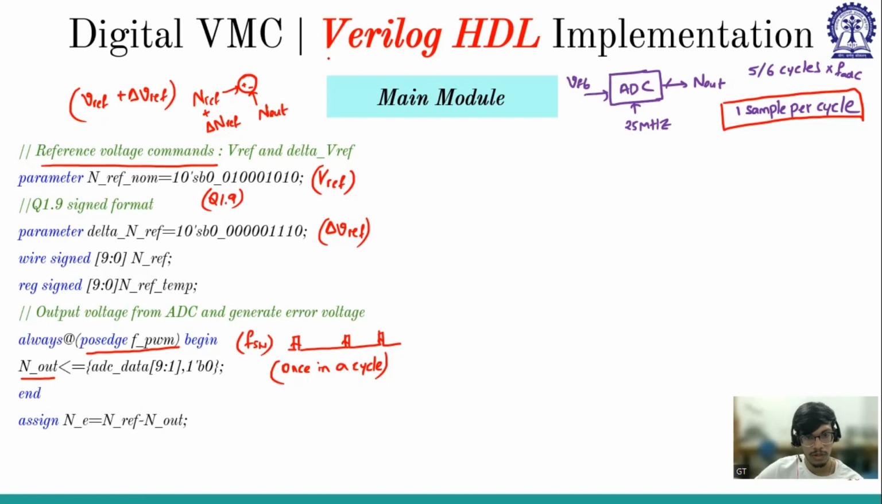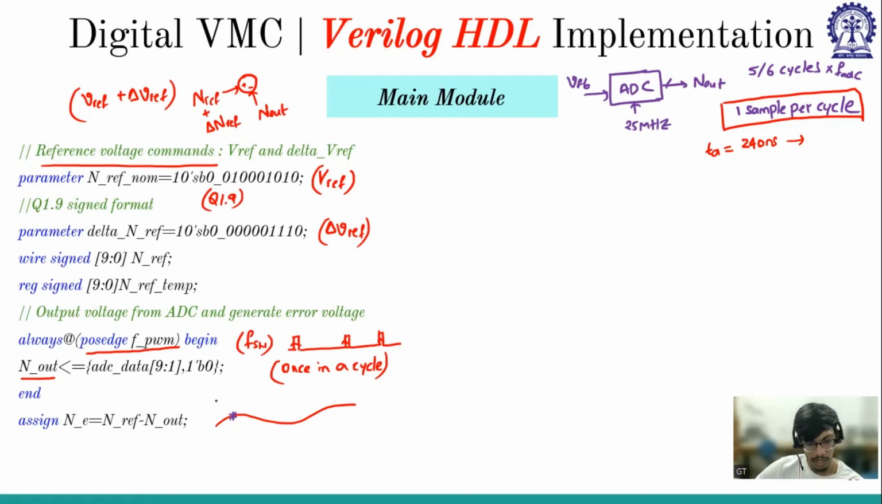Actually, FADC is 25 megahertz, right? Yes. And it has 5 to 6 cycles delay. Let's say the time of ADC is 40 nanoseconds. If we delay it by 6 cycles, that means 240 nanoseconds. After 240 nanoseconds, we will get one sample, right? Yes.